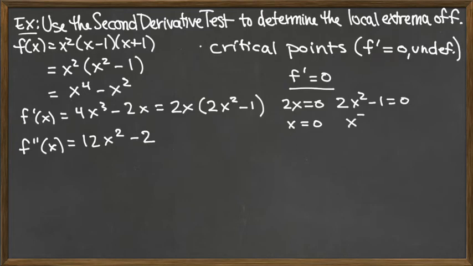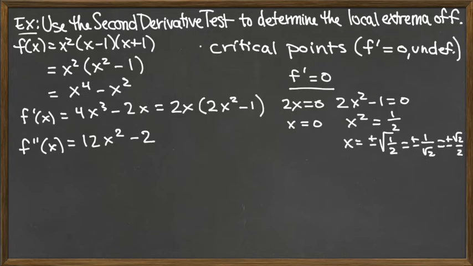gives us x squared equals, if we add over the 1, divide by 2, we have 1/2, which gives us x is equal to plus or minus, when we take the square root of both sides, square root of 1/2. We can simplify this by taking the square root of the top and the bottom, which would be plus or minus 1 over root 2, and then rationalizing that, that'd be plus or minus root 2 over 2. And so those are our 3 critical points.